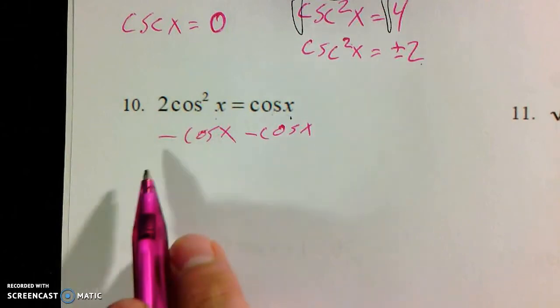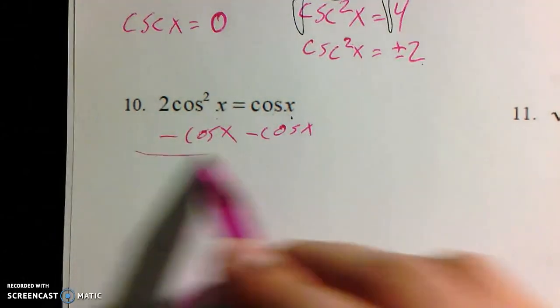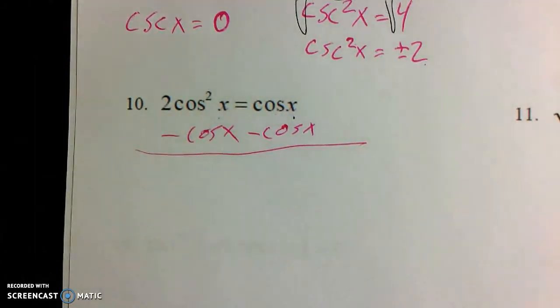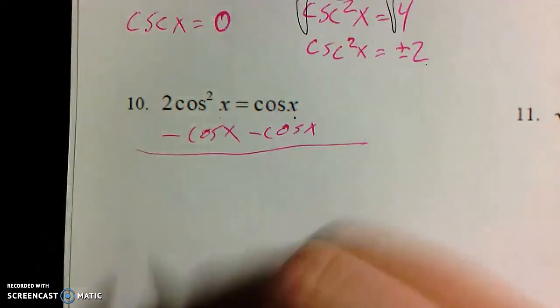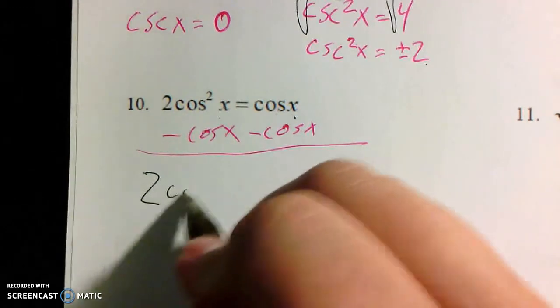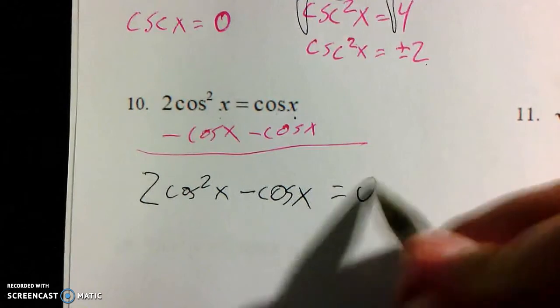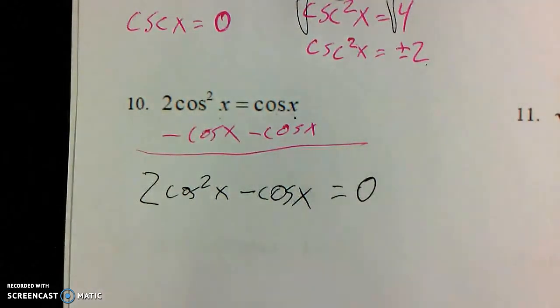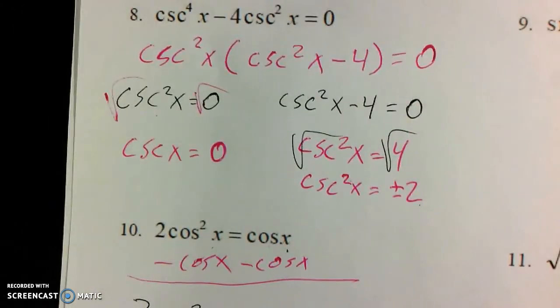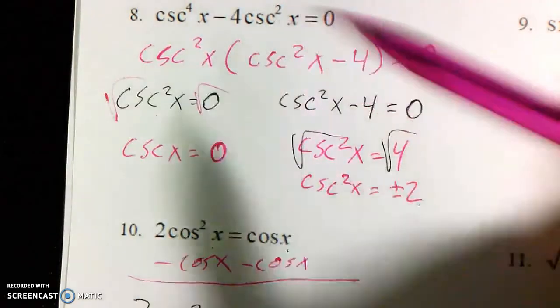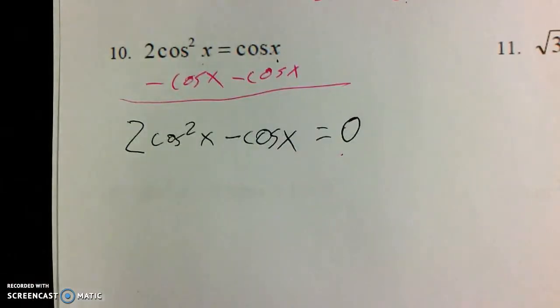And very important, a lot of y'all have a bad habit here. You're going to see this and you're going to be like, oh yeah, combine like terms. And it's good to try to think of that, but these are not the same. This one is a cosine squared and that one is a cosine. So they are apples and oranges. We can't put them together. So 2 cosine squared x minus cosine x equals 0. And now this looks very similar to problem number 8. Now I can factor and solve.